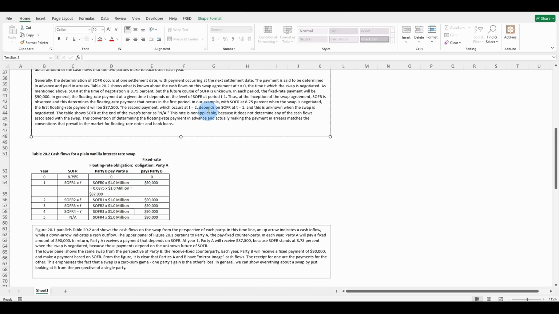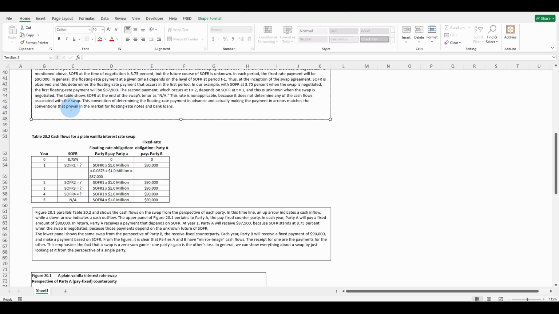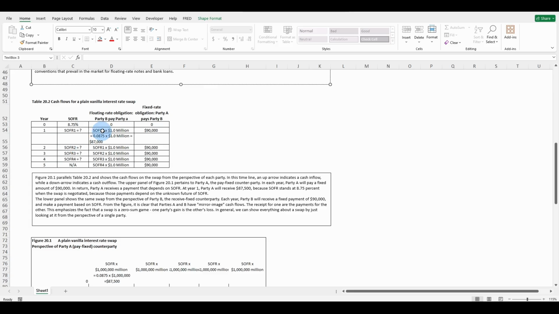This rate is non-applicable because it does not determine any of the cash flows associated with the swap. The convention of determining the floating rate payment in advance and actually making the payment in arrears matches the convention that prevails in the market for floating rate notes and bank loans. So here we have this information. Floating rate obligation is going to be 90 grand per year.